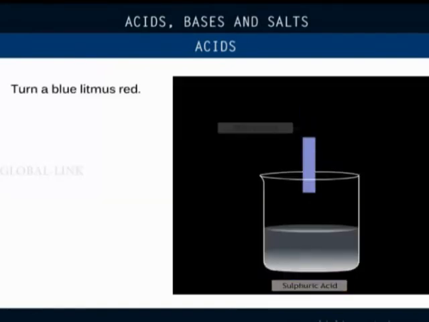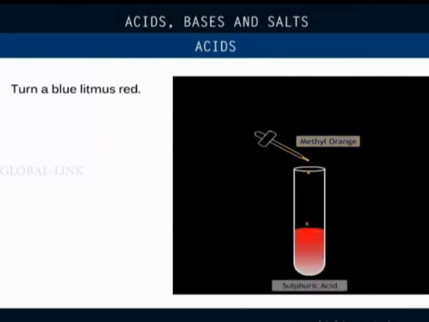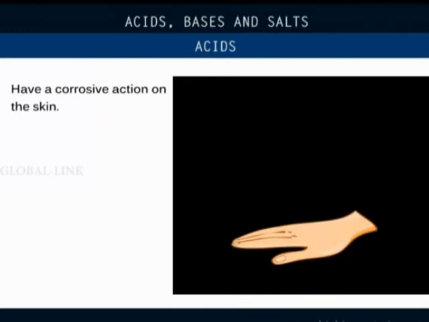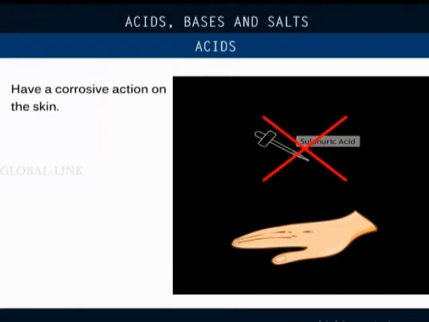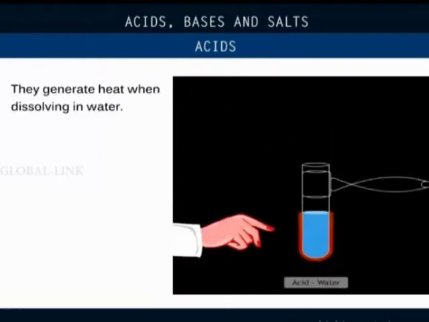Acids turn a blue litmus paper red, and they also turn methyl orange red. They have a corrosive action on the skin. Sulfuric acid stains the skin black. Nitric acid stains the skin yellow, and hydrochloric acid leaves an amber stain on the skin. Acids can conduct electricity because of the free ions. They generate heat when diluted.